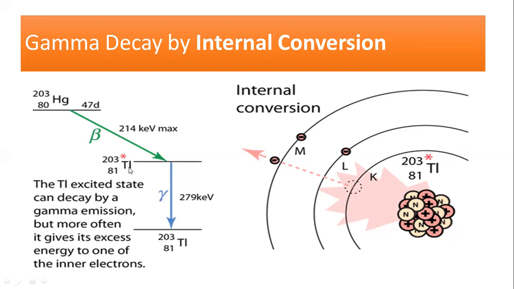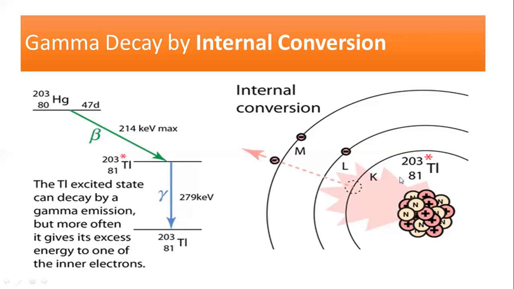This is atomic number 81, mass number 203, and this is the Tl nuclide having the same atomic number and mass number. But what is the difference? This one is at present in the excited state. This one is in the ground state. That means now the energy is released in the form of gamma rays, and this parent nuclide is converted into the daughter with the least energy, and this is called gamma ray emission.